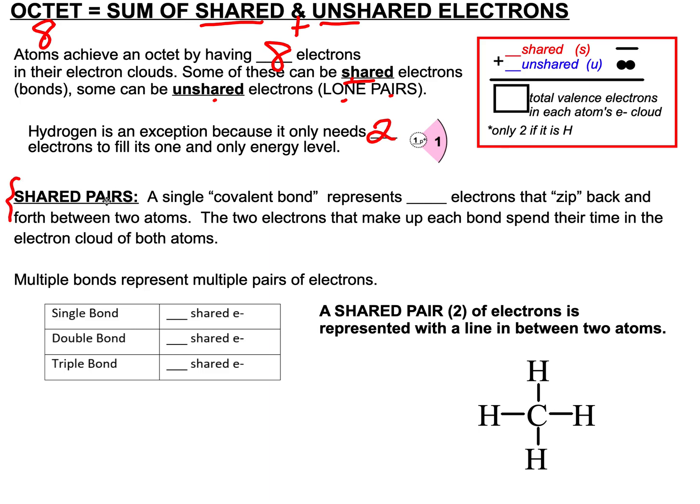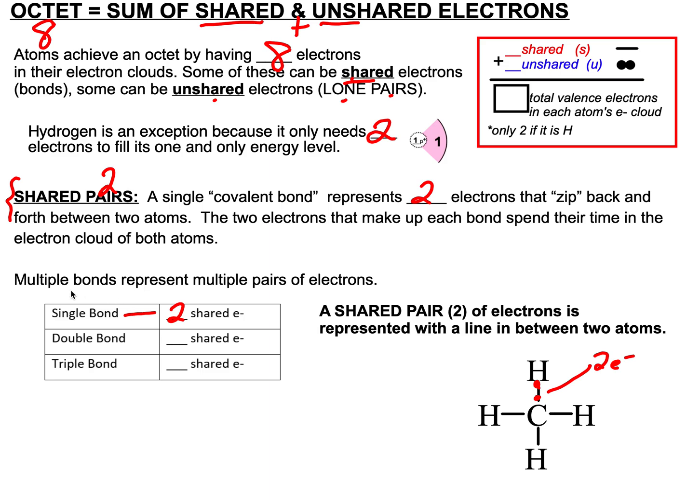So let's talk about shared first. Shared pairs. Everything is in a pair here. Pair means 2. A single covalent bond represents 2 electrons that zip back and forth between 2 atoms. The 2 electrons that make up each bond spend their time in the electron cloud of both atoms. So when we're talking about a single bond, we're talking about a line that we're going to use to represent 2 shared electrons. So look at this image here. We've got a line between hydrogen and carbon. That line really represents 2 electrons. We can draw them in there if you like, 2 little dots. You just have to remember that every line is 2. It's a pair that goes back and forth.